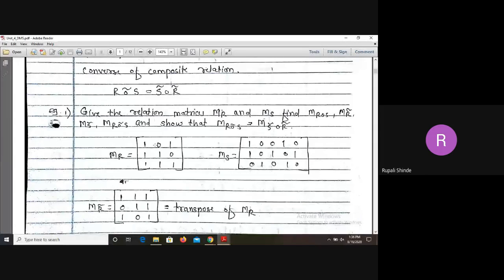So first row, this becomes first column in M of R converse. That's why I have taken here 101.